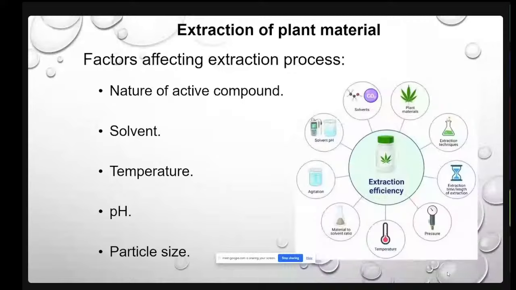So for the extraction of plant material, we have many factors affecting this process. For example, the nature of the active compounds, solvents, temperature, pH, and the particle size of the compound.